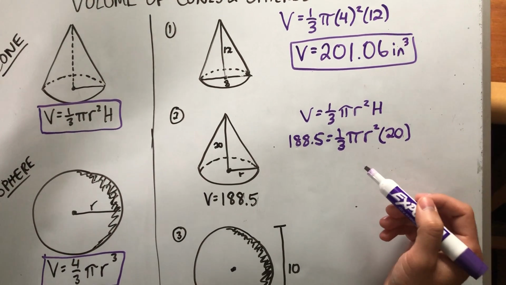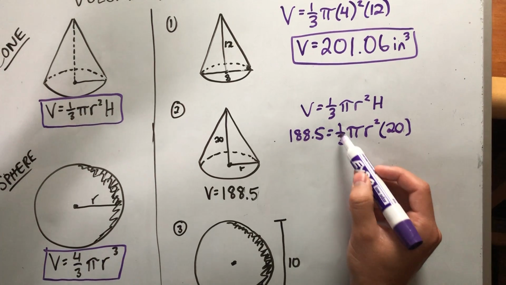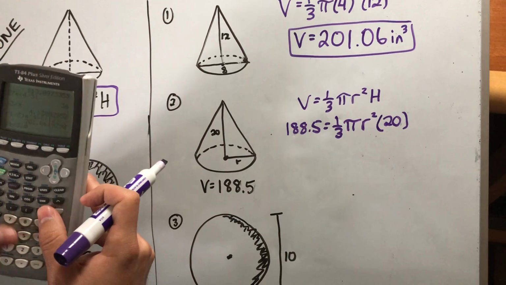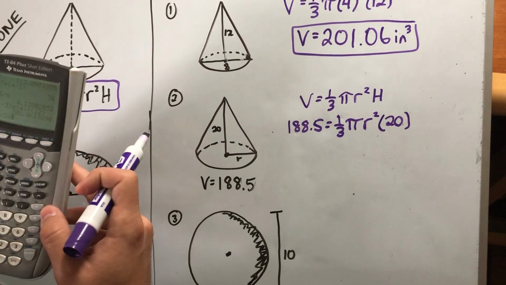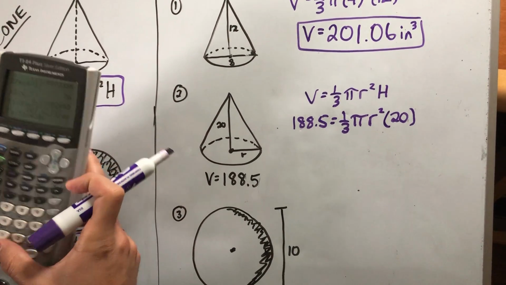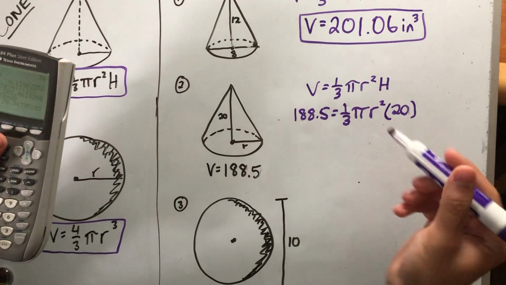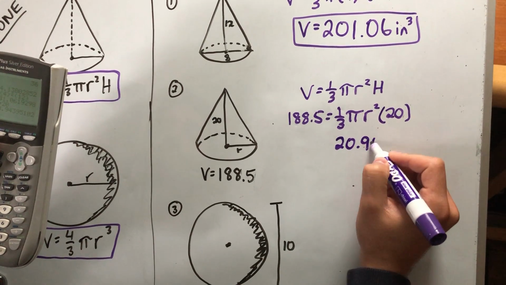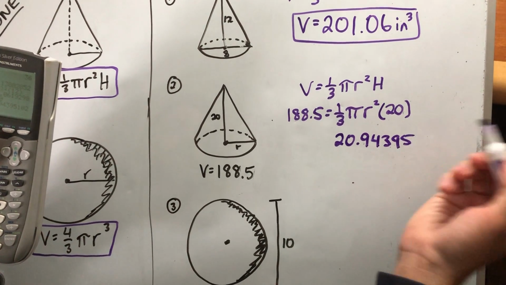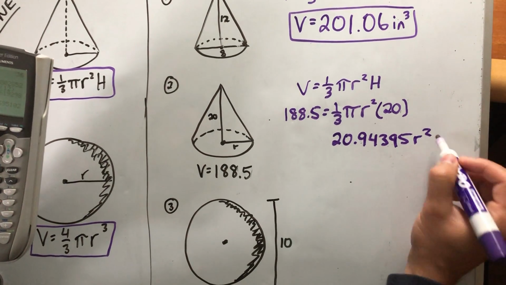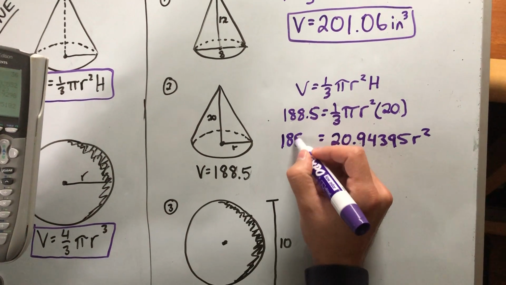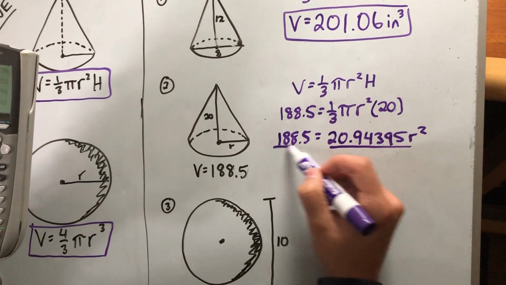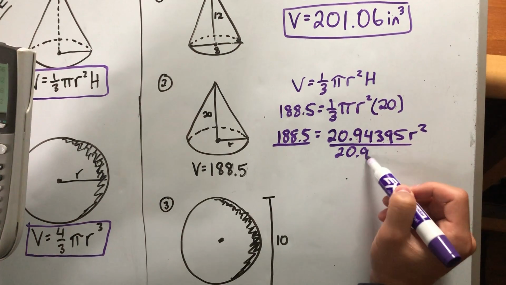All right. There's a few different ways you can go about it. For me, I'm going to actually multiply 1/3 times pi times 20 to see what kind of number I get. So 1/3 times pi times 20. Again, use your calculators. So these 3 together is 20.94395, whatever. R squared's still there. Okay, now we're solving for r, so divide out that big number. It's really annoying, but you have your calculators.